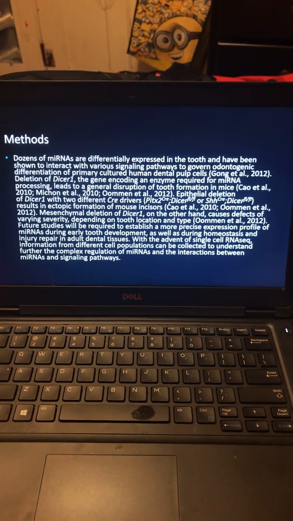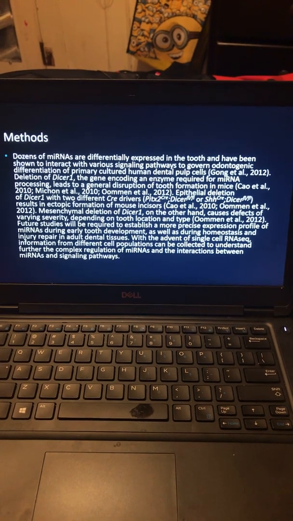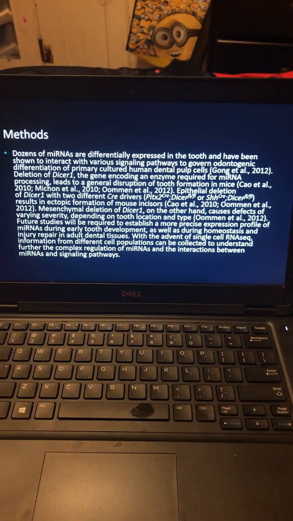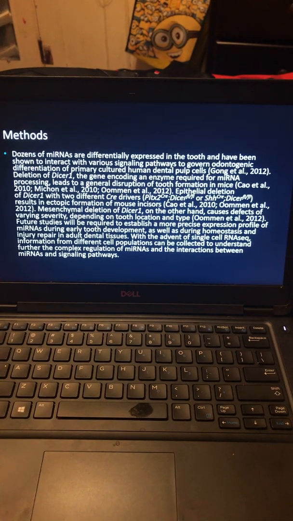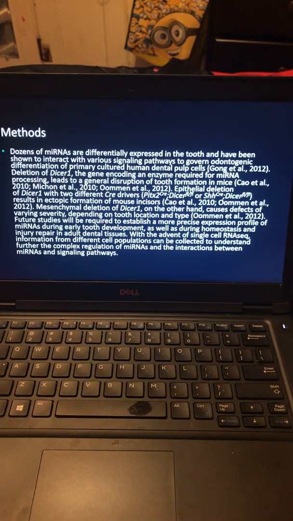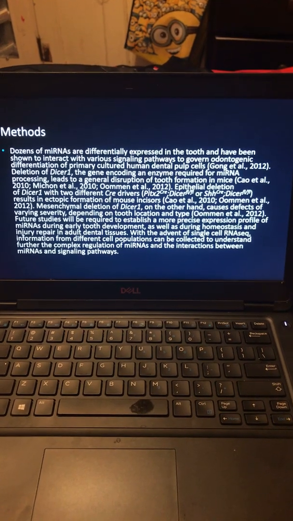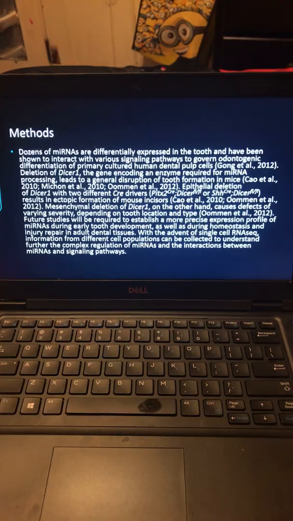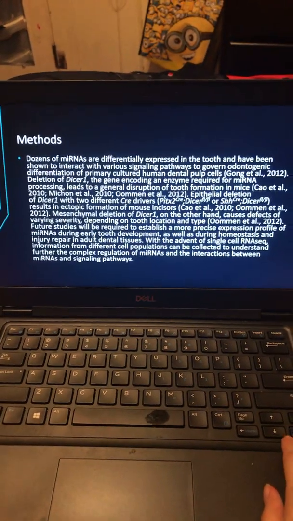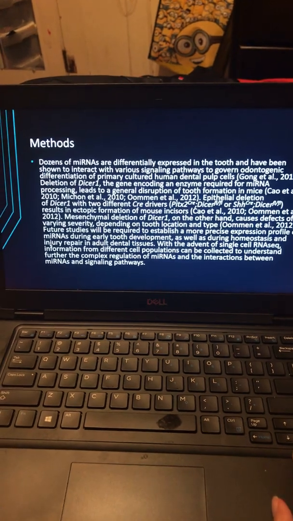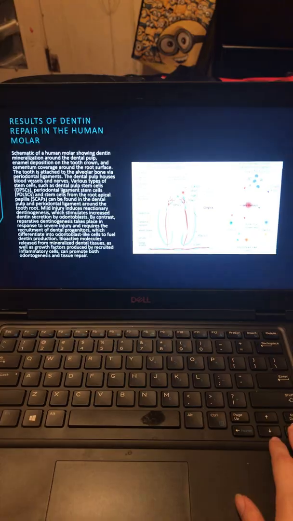Future studies will be required to establish a more precise expression profile of miRNAs during early tooth development, as well as during homeostasis and injury repair in adult dental tissues. But with the advent of single-cell RNA sequencing, information from different cell populations can be collected to further understand the complex regulation of miRNAs and their interactions with signaling pathways. So this is just a different form of how tooth development can progress.